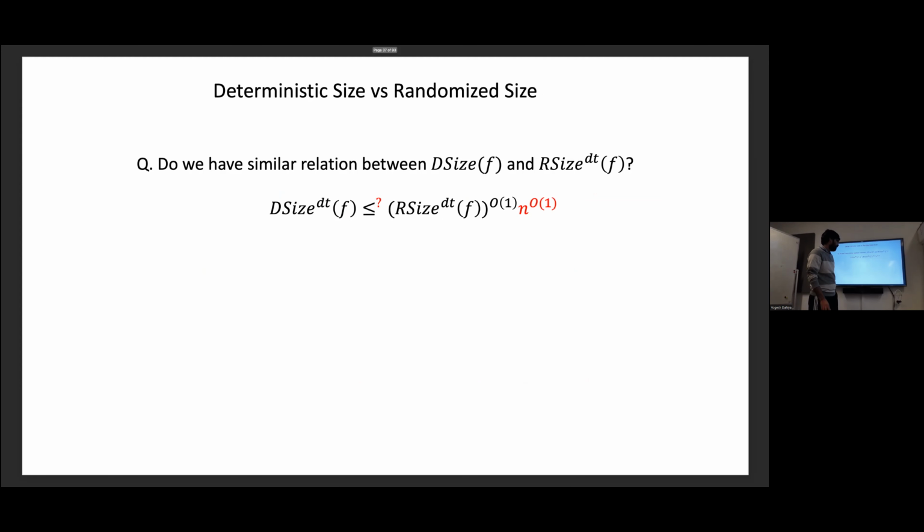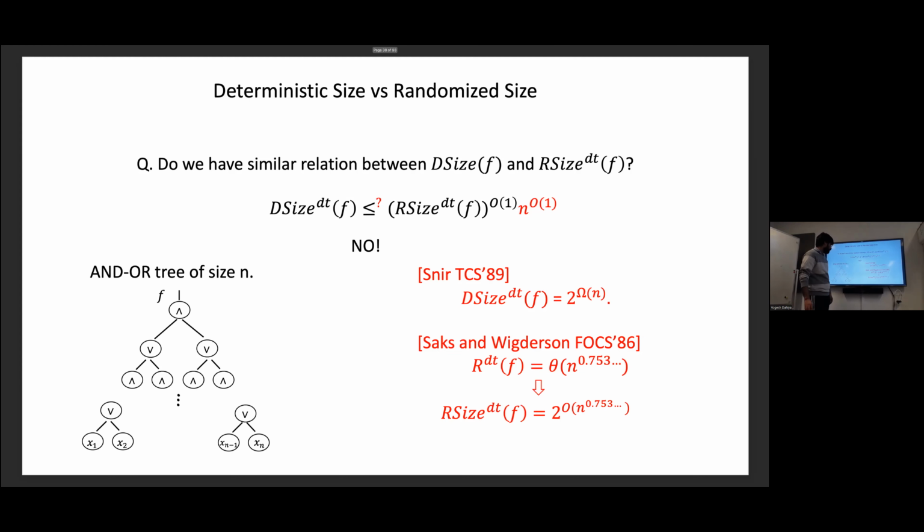Even if I allow polynomial factors in my relationship, which essentially says that I only care about functions whose randomized size is super polynomial, I only care about a polynomial relation. Even with such a relaxation, can we prove such results? And as it turns out, this relationship does not hold.